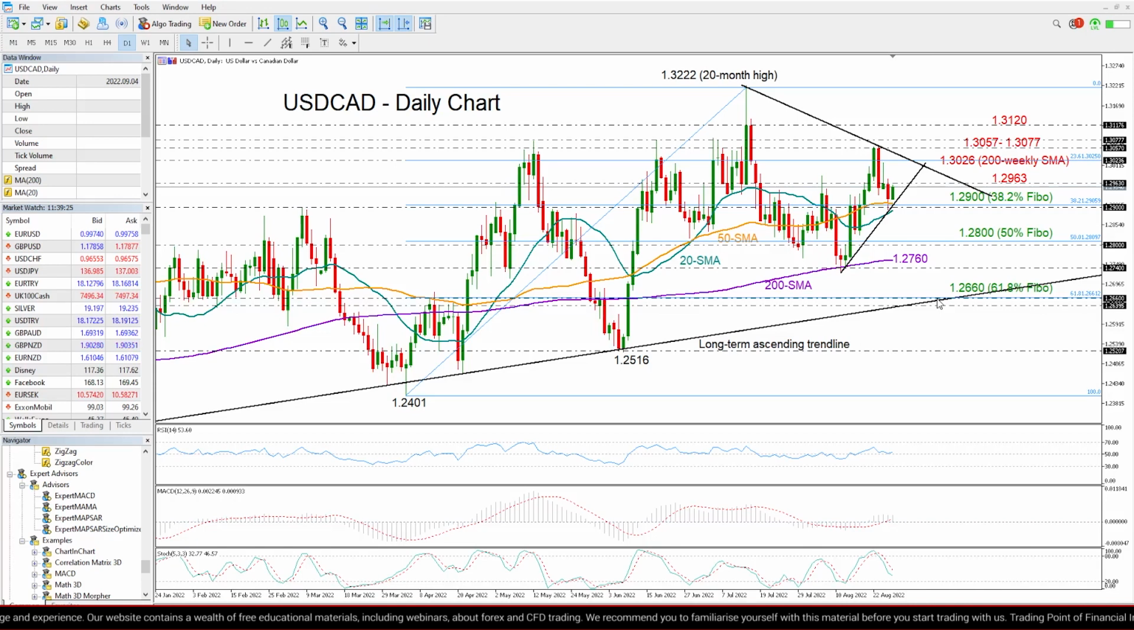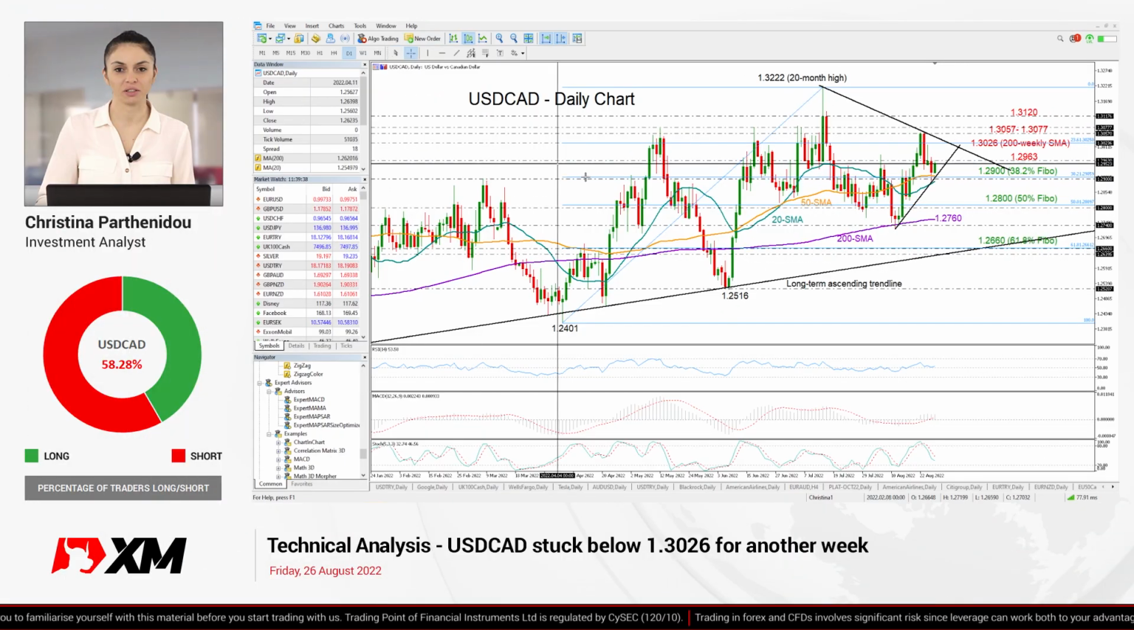So making a brief conclusion now, while the technical signals are currently poor for short-term trading and not in favor of sharp upside increases, nevertheless, I suspect that downside pressures may remain in play as long as the price continues to trade below 1.3026.